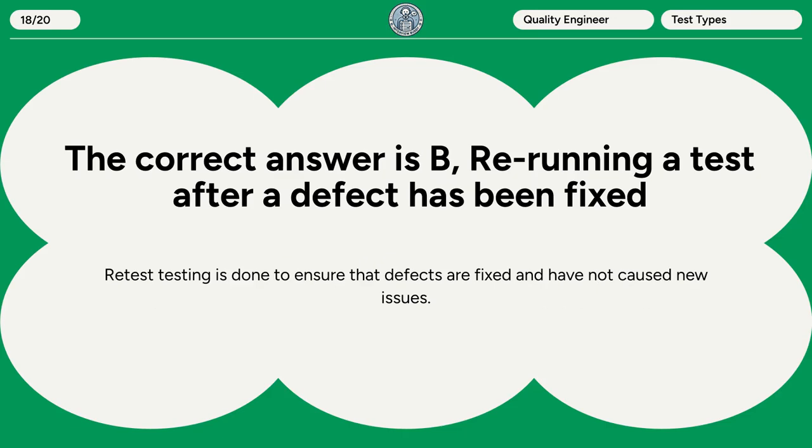The correct answer is B. Rerunning a test after a defect has been fixed. Retest testing is done to ensure that defects are fixed and have not caused new issues.